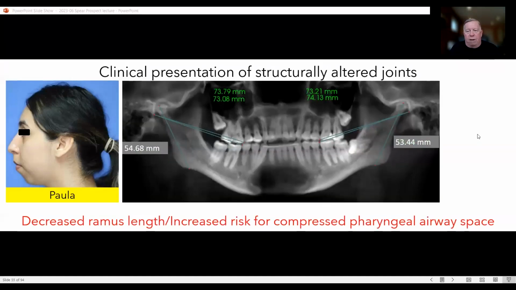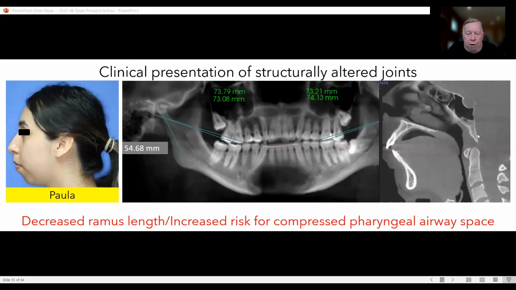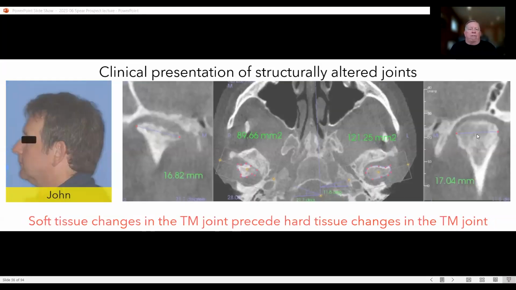54.6 on the left, 54.6 on the right, 53.4 on the left. And now again, another compressed pharyngeal airway space because of the short ramus length. It simply wasn't able to get far enough.